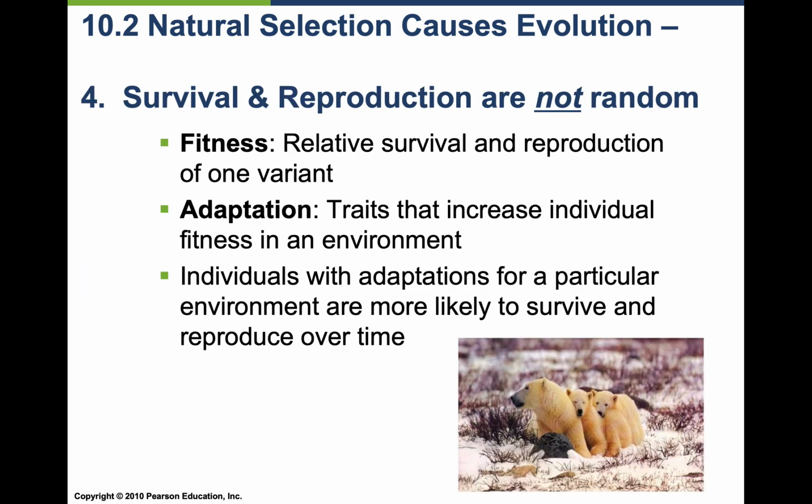Over several generations, I should say. So survival and reproduction are not random, remember? Fitness is the relative survival and reproduction of one variant. Adaptations are traits that increase individual fitness in an environment. Individuals with adaptations for a particular environment are more likely to survive and thus reproduce over time. So it's not random. Individuals that are more adapted generally will survive longer and reproduce more over time.